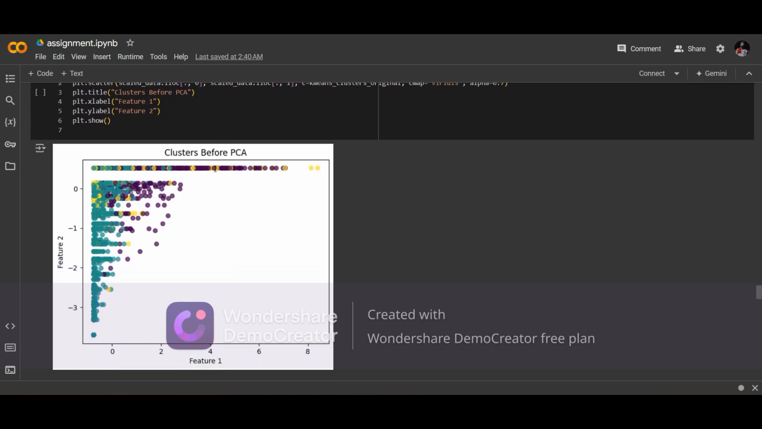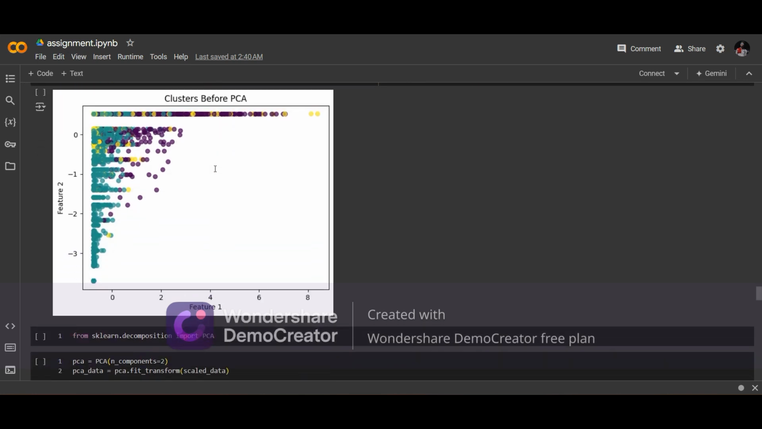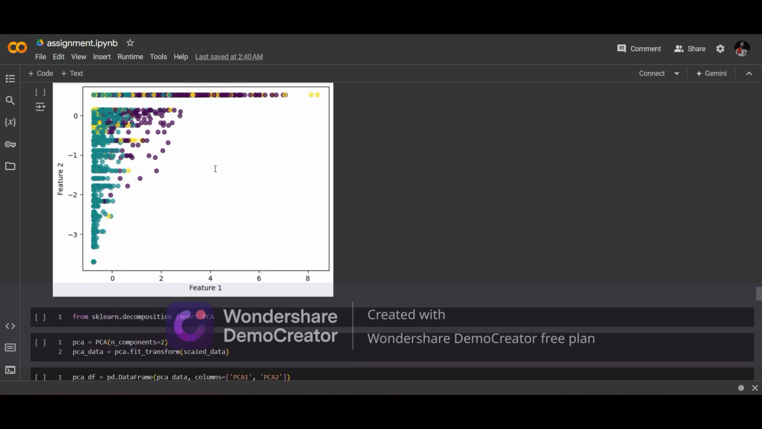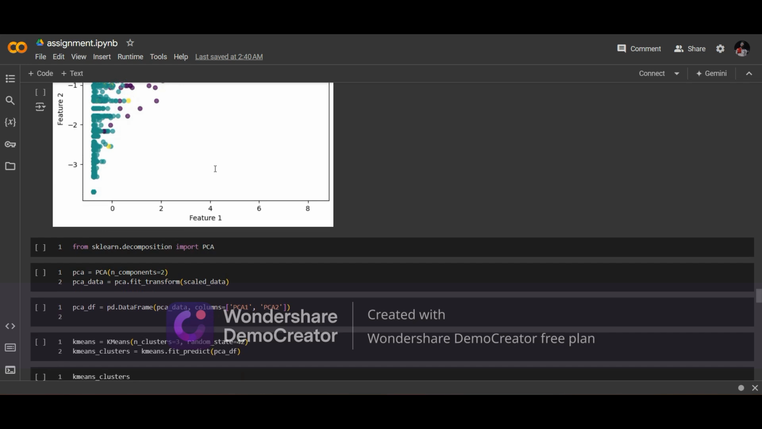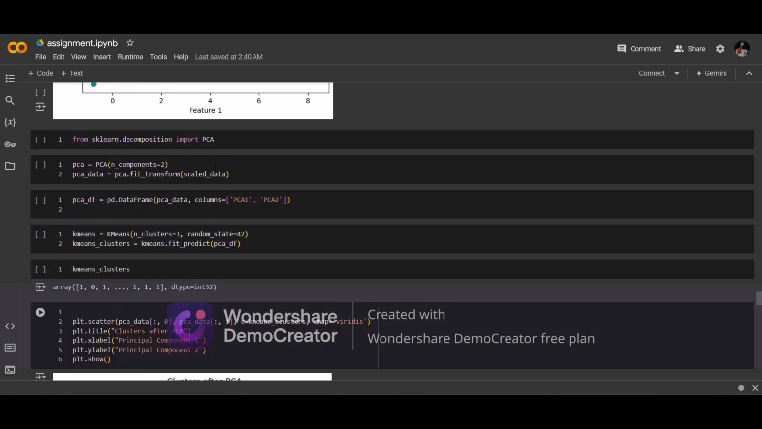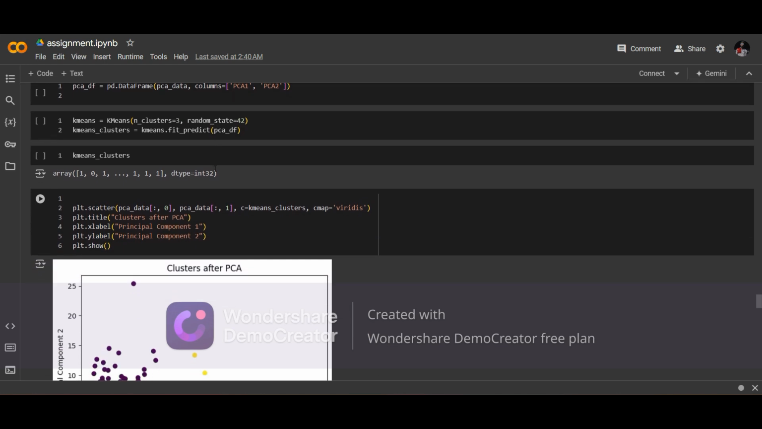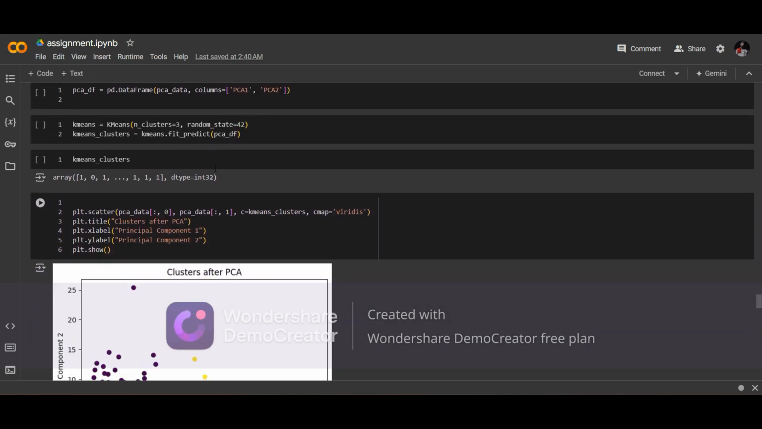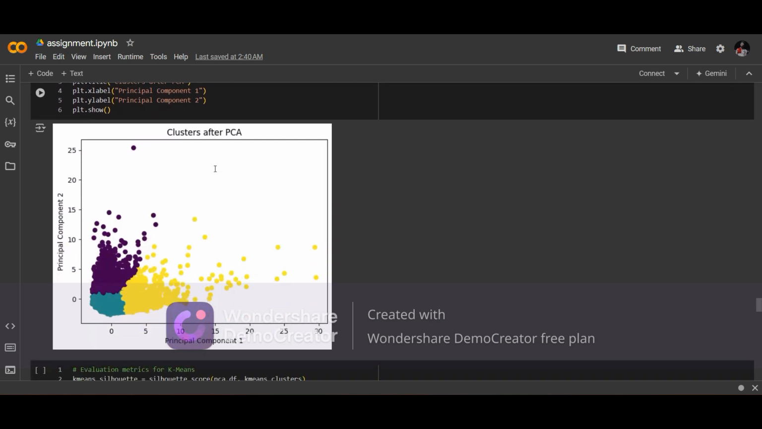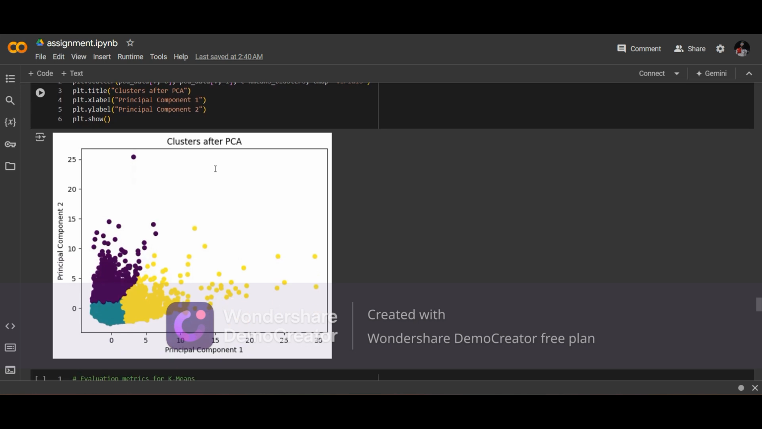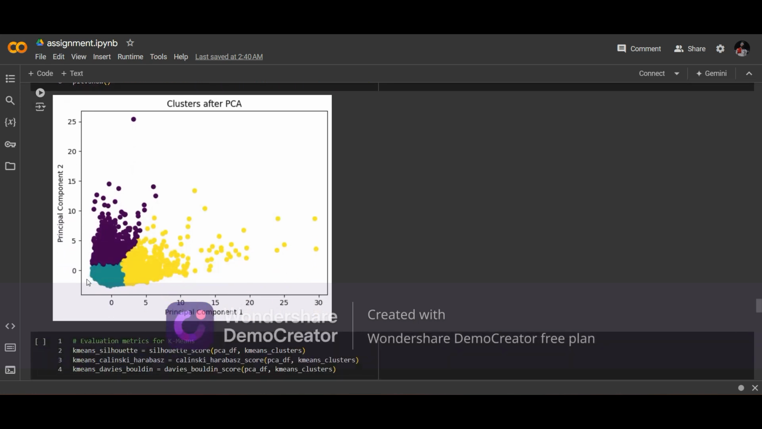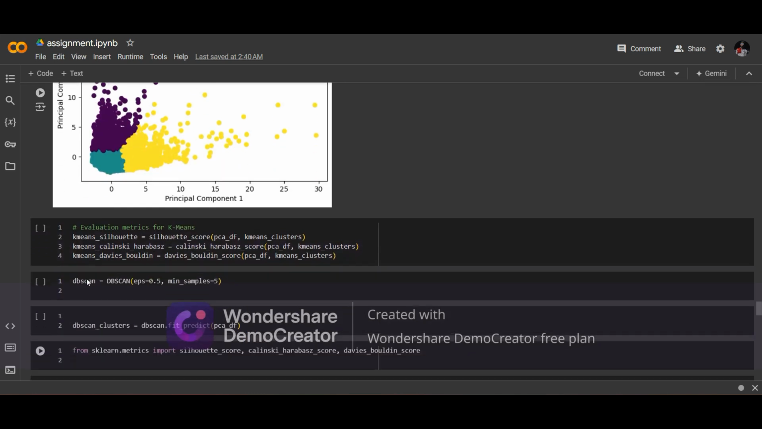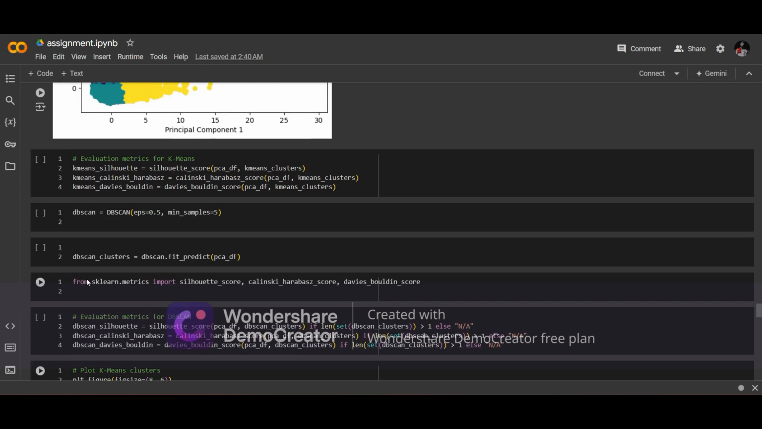Here we are not able to understand the data points, which are very much misclassified with each other. Now after performing PCA, the dimensionality reduction, we once again apply k-means clustering, and here we can see the clusters after PCA in the scatter plot. Here we can easily understand, and all the data points are classified.